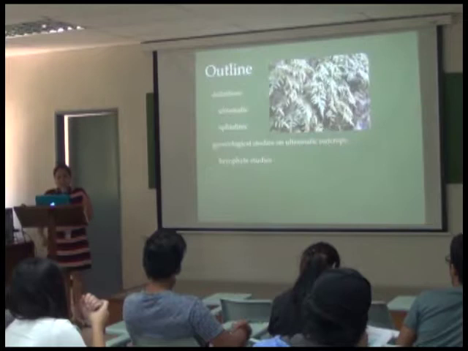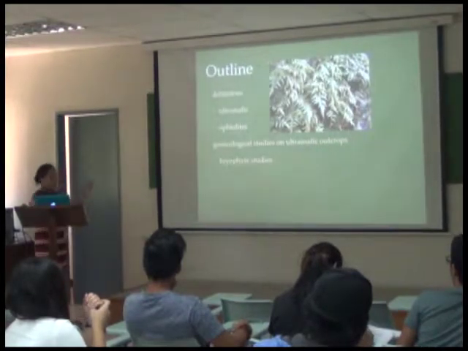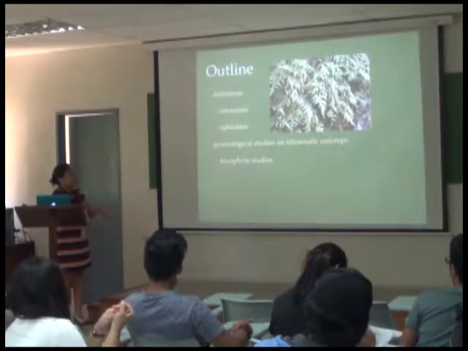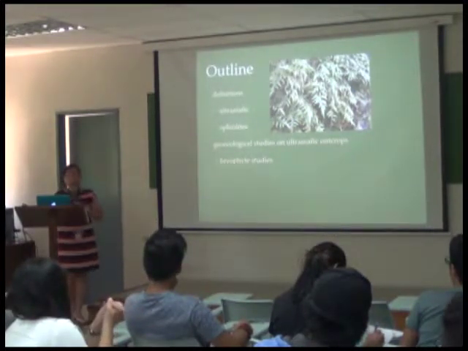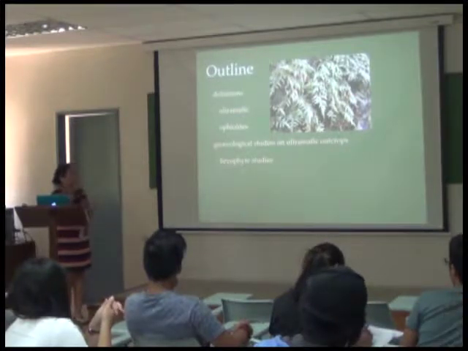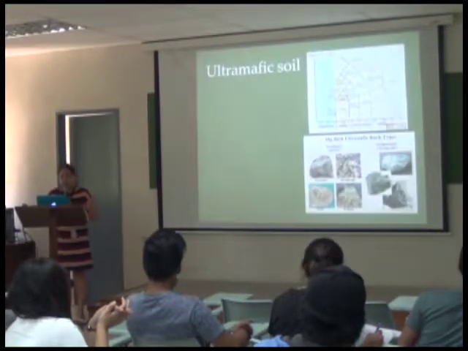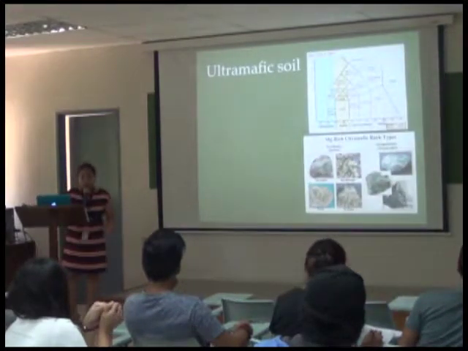Okay? A short outline: I would like to define some stuff, what is ultramafic, ophiolites, backtrack some of the ecological studies on ultramafic landscapes, and zero in on Bryophyte studies on ultramafic landscapes. First and foremost, let us first define what is ultramafic.